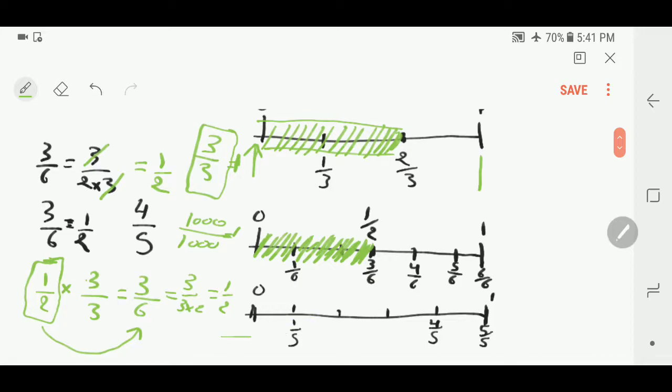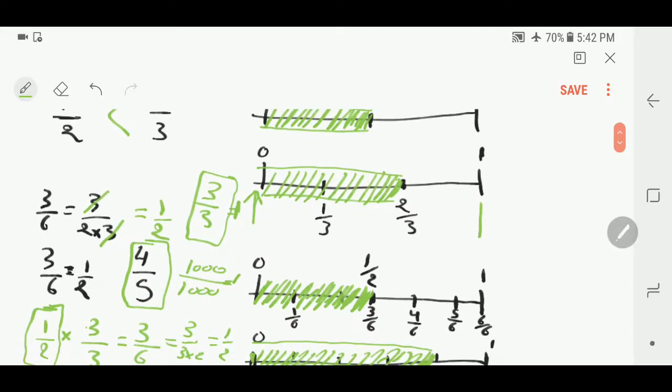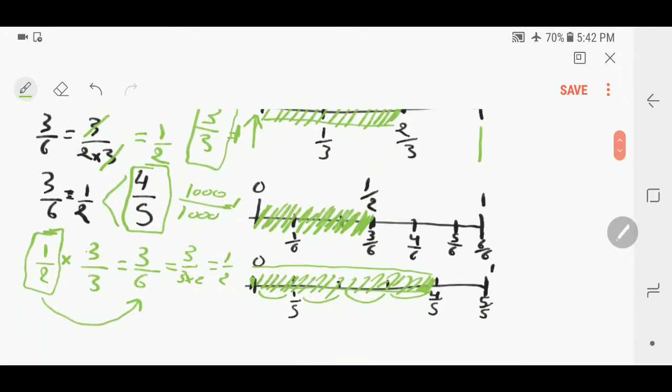Okay, so I ask you to give me 4 over 5 from this section. What are you gonna do? You're gonna start from 0. You're gonna start cutting until you get to 4 over 5. This piece is 4 over 5: 1, 2, 3, 4. So which one is bigger, 4 over 5 or 1/2? 4 over 5. So 4 over 5 is bigger than 1/2. Okay? Very good.